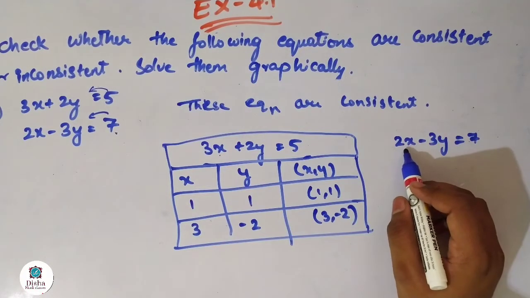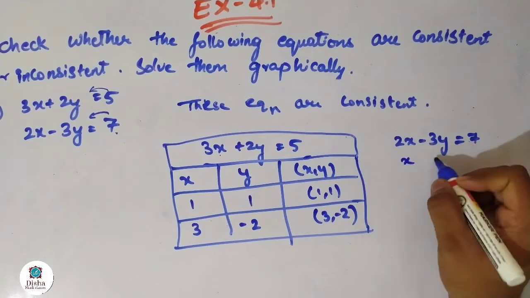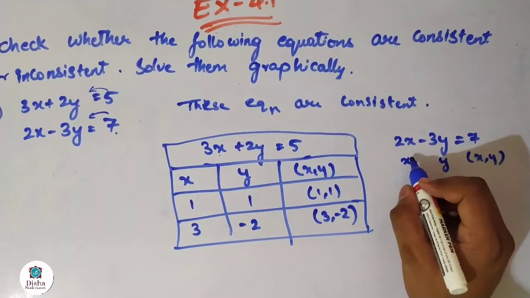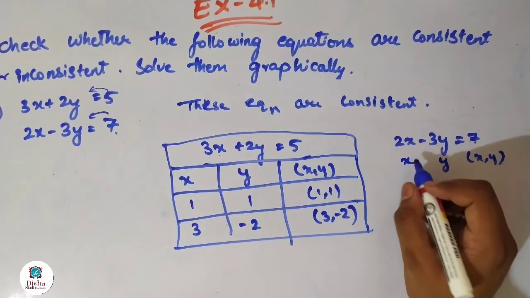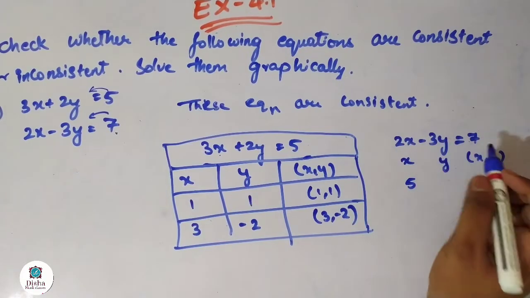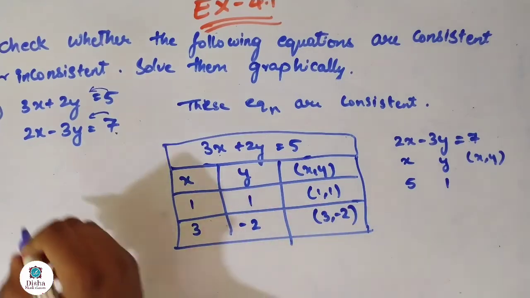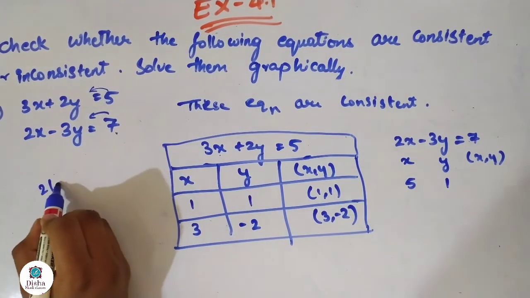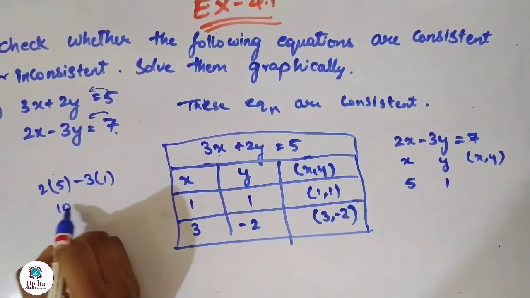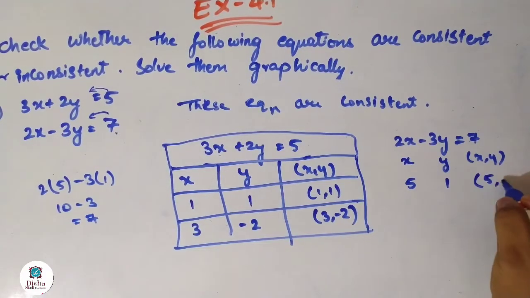So the second equation, 2x minus 3y equals 7. Now x, y, x comma y. 2 into 5 will be 10. So 10 minus 3 would be 7. So the y value would be 1. How? Here we do 2 into 5 minus 3 into 1. 2 fives are 10. 10 minus 3 equals 7. So 5 comma 1.